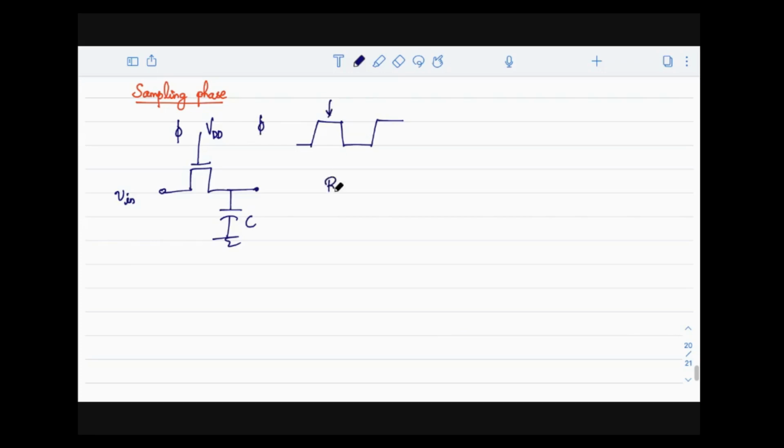Whenever the switch is on, we know that the on resistance is equal to 1 by mu n Cox of W by L into (VGS minus VT), but in this case it is equal to VDD minus Vin minus VT. Now, if you look at the body terminal, because we are discussing how we will implement this on an integrated circuit, the body terminal is also important. In the case of an NMOSFET, depending on the process we use, if we assume an N-well process, the body will be connected to ground, the least potential available.